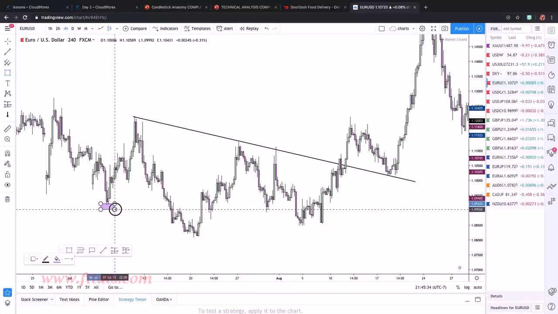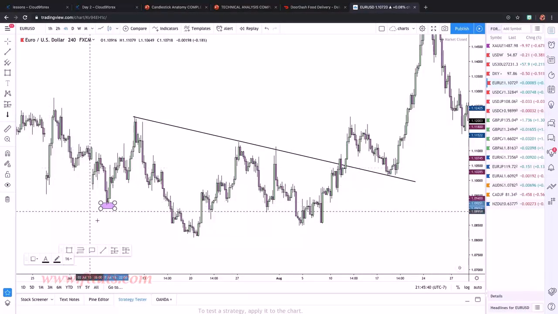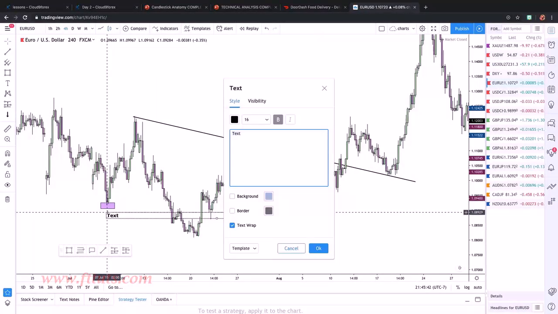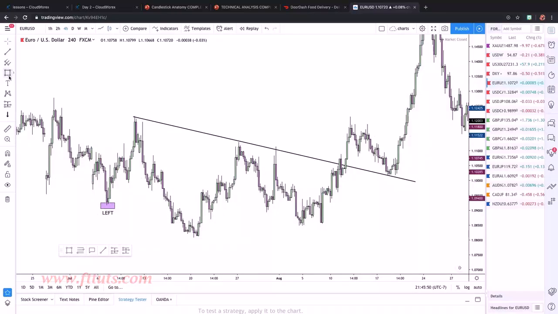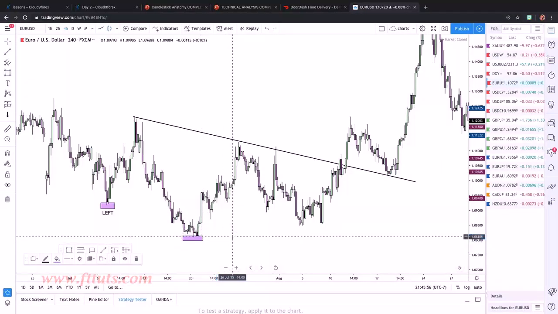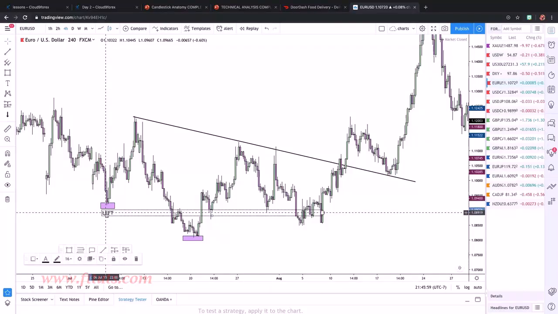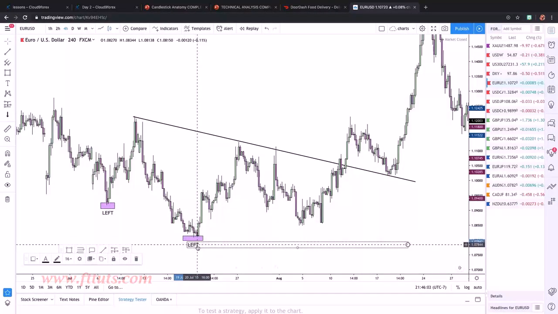So we're just going to draw, I just cover the left shoulder and then the head and the right shoulder. So I just put left shoulder underneath. Once you guys have been doing this for a while, you won't have to put the text underneath, you'll be able to just recognize it. But for now, just do this so you know.